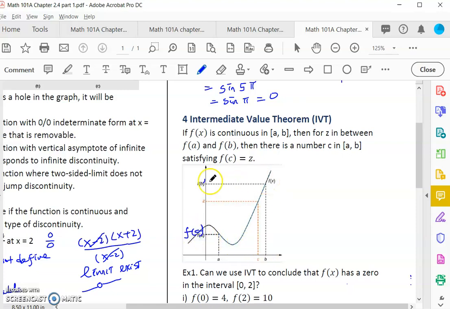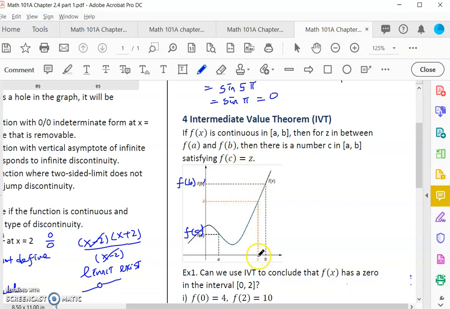B will result in the function value f of b. Then in between f of a and f of b, remember, only these two, the function might go over. So between a and b, f of x might go over, but we don't care. We'll just look at this range. If you pick a number z, there must be a solution c where f of c is equal to z.